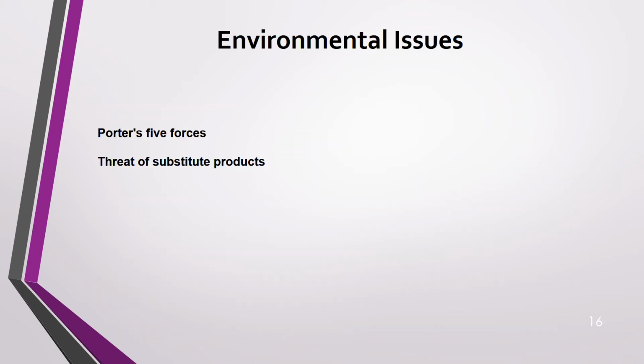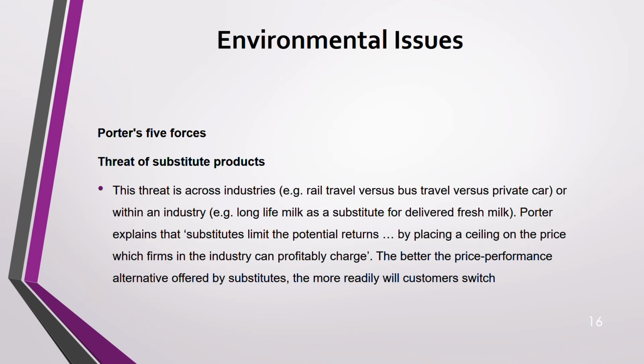Now, threat of substitute products. Okay. This threat is across all industries. Whatever industry you are in, substitutes will be there, right? For example, rail versus bus or versus car. Or long life milk compared to delivered fresh milk. It could be across industries like rail, bus, or within an industry. Within, both are milk, but long life milk or fresh milk. Across means rail or bus or car.